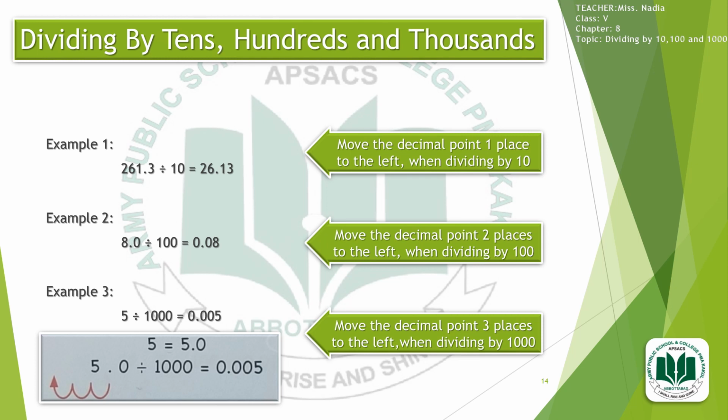In example 3, 5 divided by 1000. Dear students, where is the decimal point here in the number 5? Here the decimal point is at the end of the number, that is 5 point. And add zeros at the beginning of 5 to show the movement of decimal point. Now move decimal point three places to the left. The answer is 0.005.